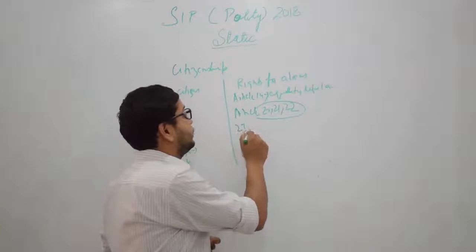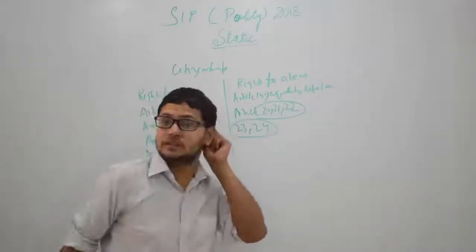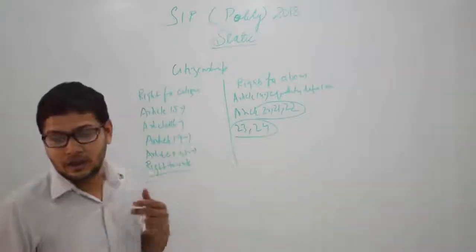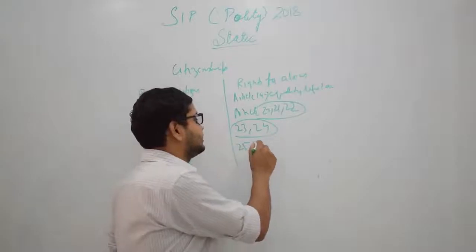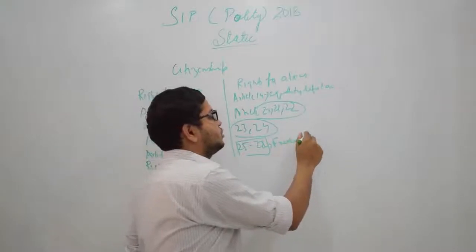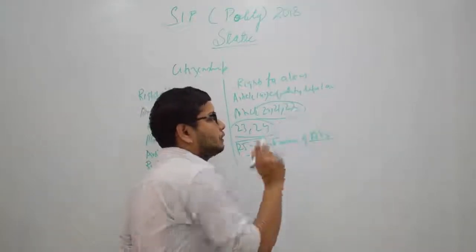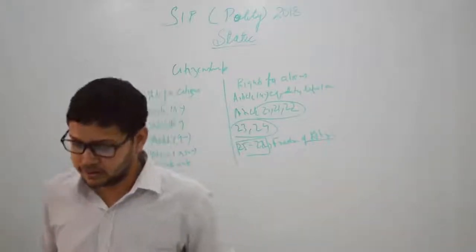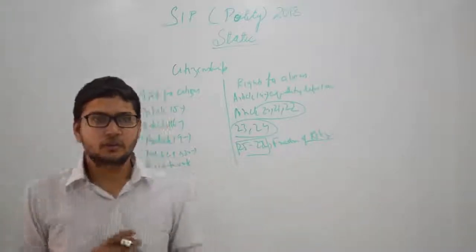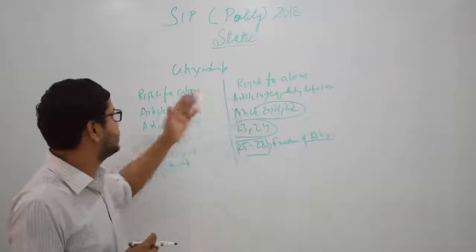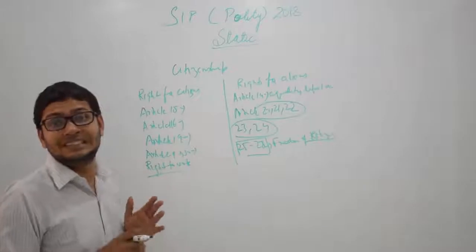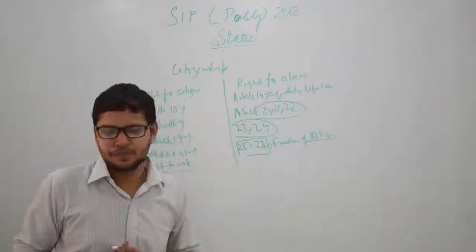Then Article 23 to 24, these are also the right against exploitation. This is again a basic human right. Here also you cannot discriminate. And Article 25 to 28, which is freedom of religion. This is also given to both, because again this is a basic human right. So these are the rights which are given to both aliens and citizens. These other rights are only given to citizens. Remember this, very important for the exam.